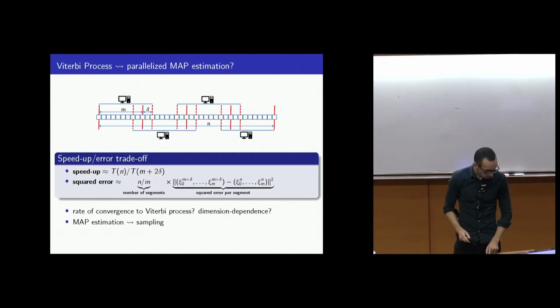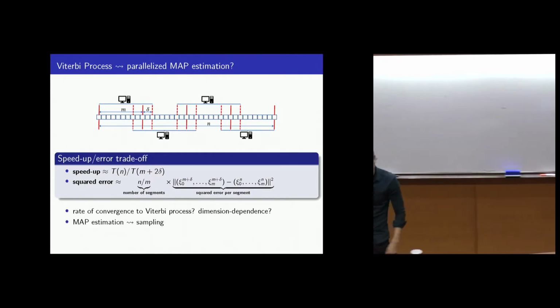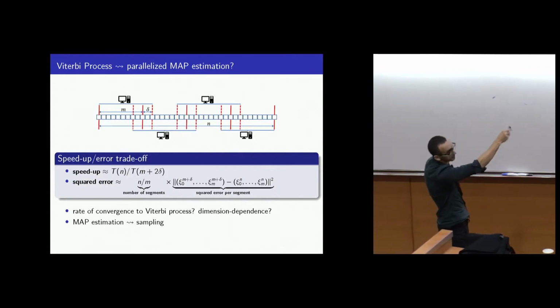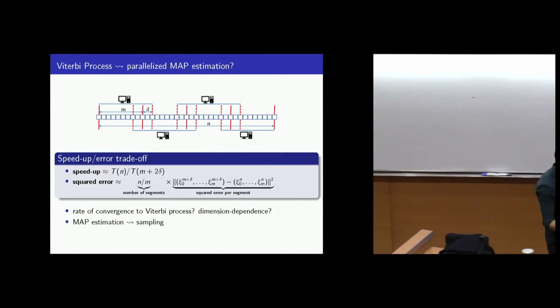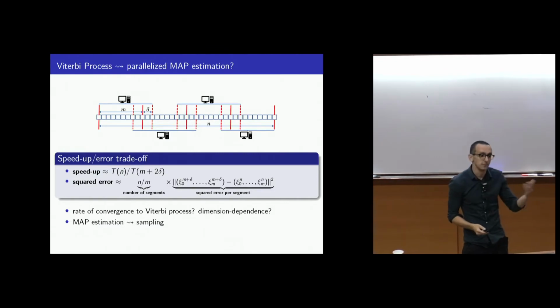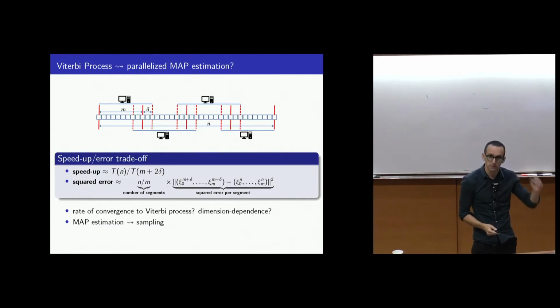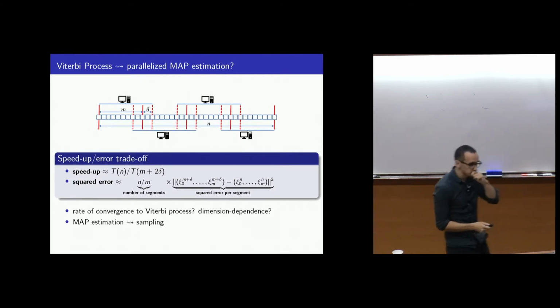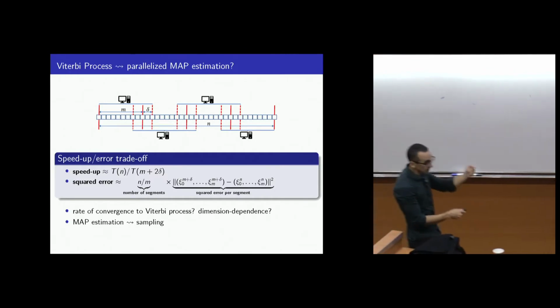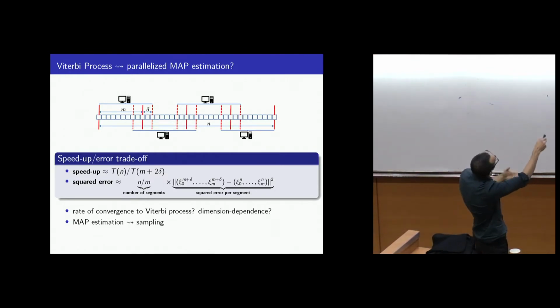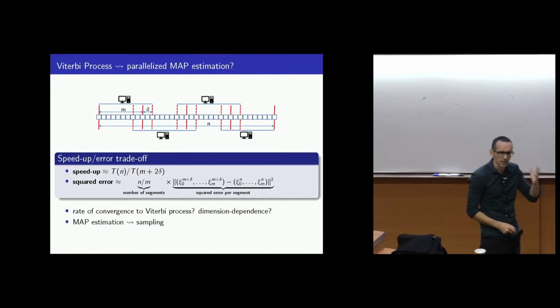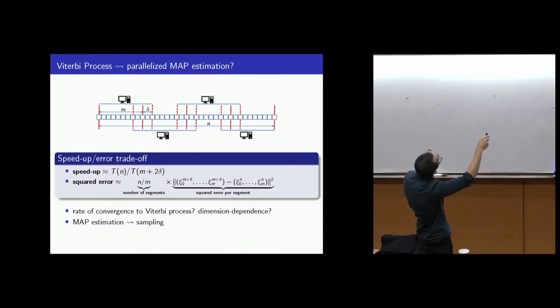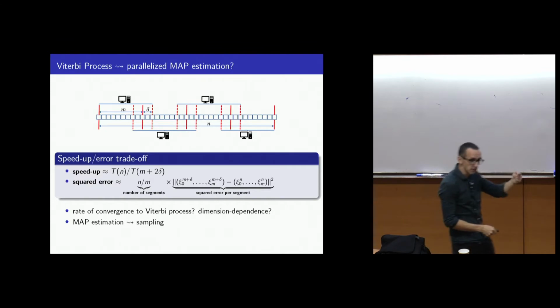Okay, so what I will talk about then is trying to quantify this error. And you see that that's a similar question to asking for something about the rate of convergence to the Viterbi process as a function of little delta, and perhaps as a function of m and n as well. And the objective is to also understand the dependence on the dimension of that rate of convergence. What do I mean, dimension of what? I mean the dimension of each one of these, so the dimension of the hidden state.